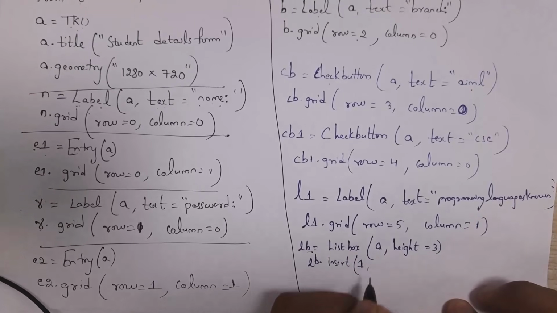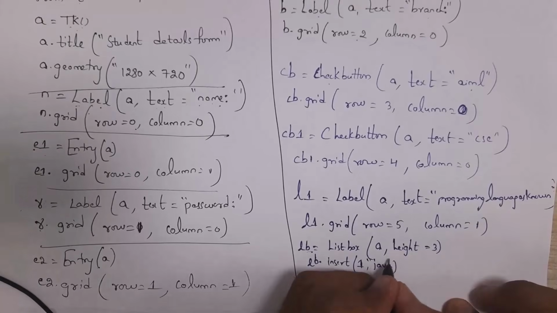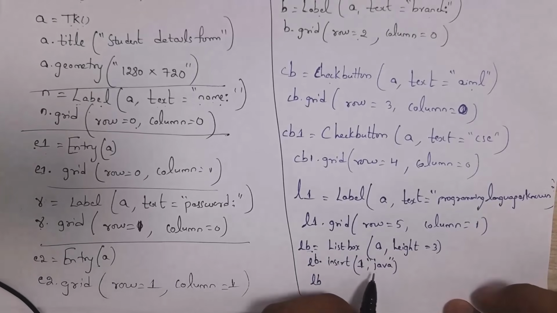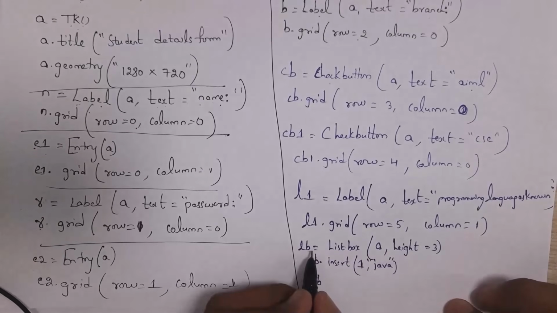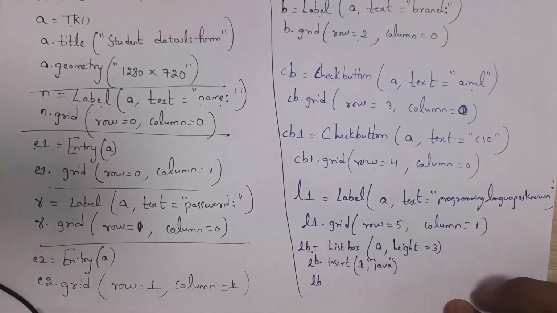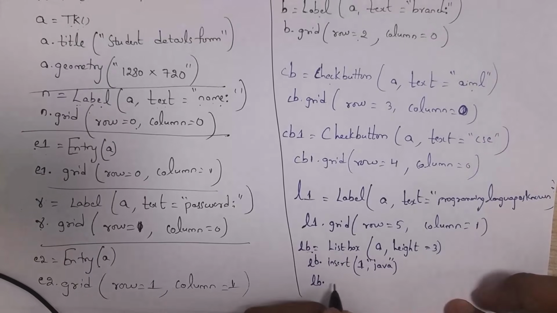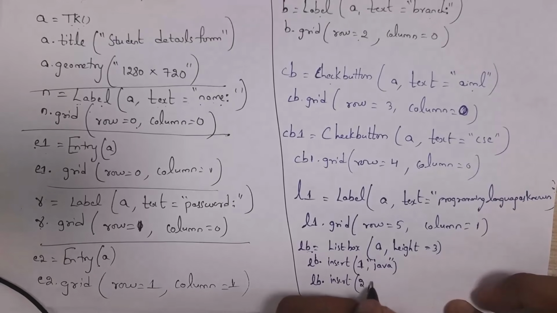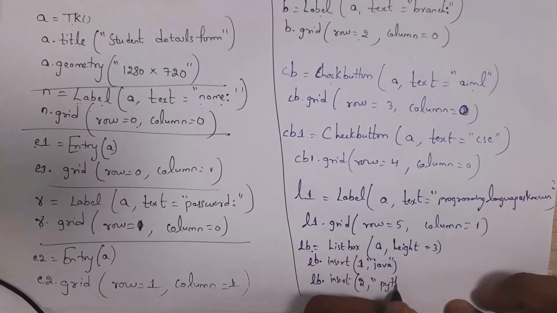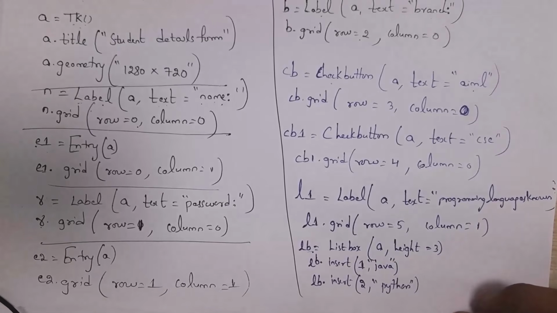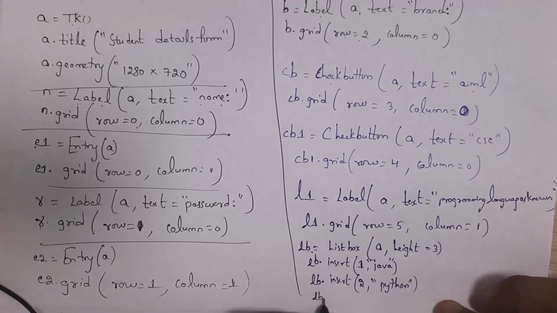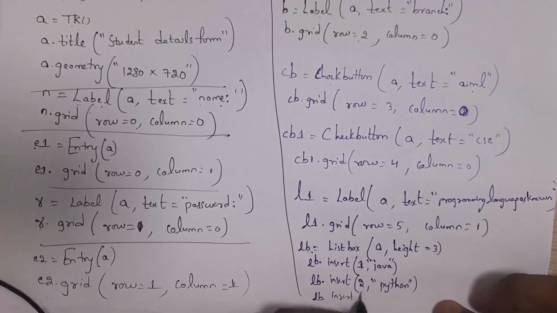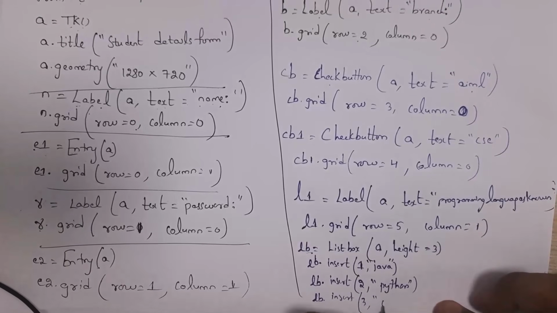So just write here 1 comma Java, take Java in quotations. And similarly I want to insert Python. My list box is present in variable LB, so just write here LB dot insert. After Java I want to insert Python. So just write here 2 comma, in quotations write Python, and at last I want to insert C++. So just write here lb.insert of 3 comma C++.